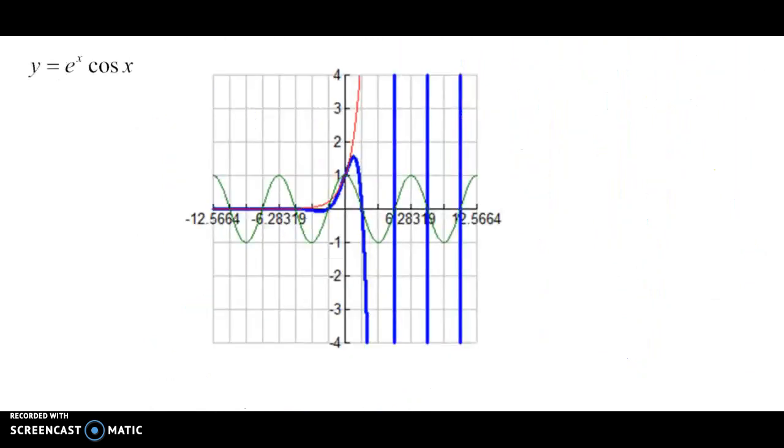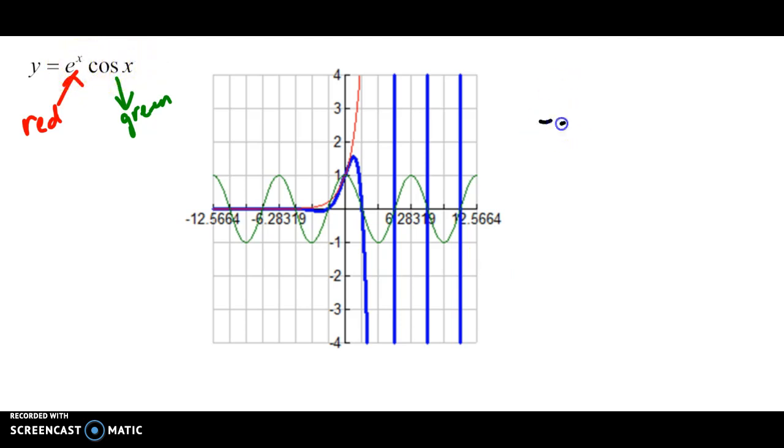So let's look at another image here. What you guys see here is that the cosine is in green, okay, which again, you don't have in your notes packet. E to the x is in red, okay? And then you can see in blue their product. So again, what you notice here is that cosine is being dampened by e to the x. What do I mean by that?